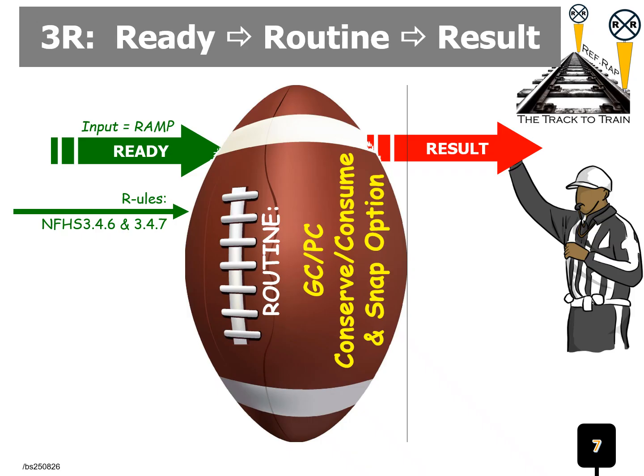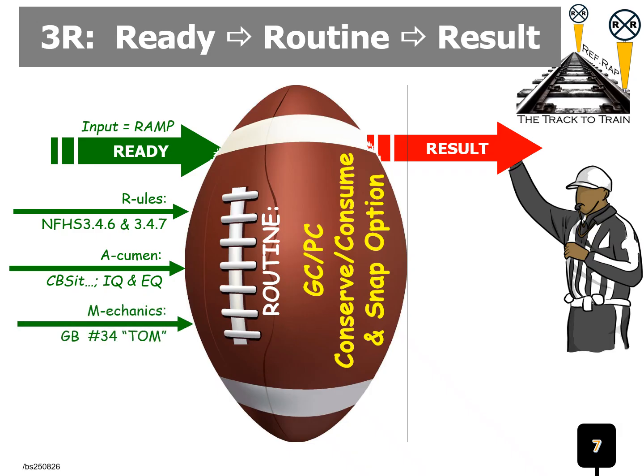Rules 3.4.6 and 3.4.7. Acumen, the study of the casebook situations for 3.4.6 and 3.4.7. Mechanics, for Ohio officials, it's the Gold Book number 34, timing and timeout mechanics. In philosophy, for Ohio officials again, go to the Game Book If in Doubts number 4, or an alternative resource can be the CCA 5x5 axiom, which we'll go through in a moment.